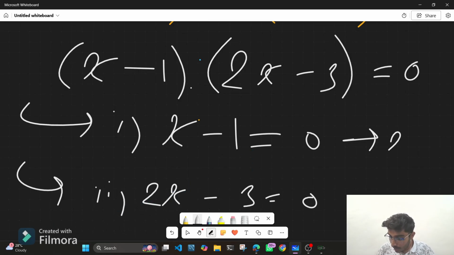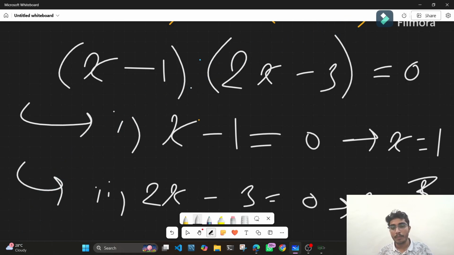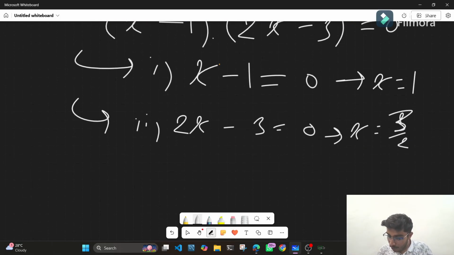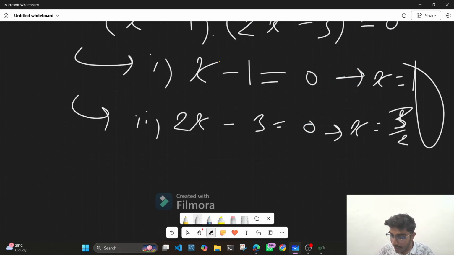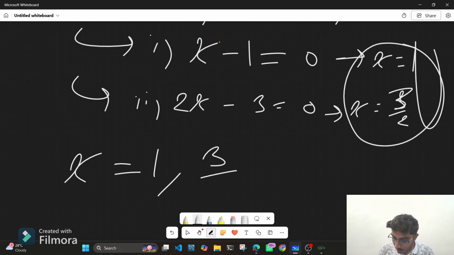So therefore from here you get x is equal to 1 and from here you get x is equal to 3 by 2. This is a very simple calculation. I hope you can do it on your own. So basically we have got two values of x such that it holds true for the equation, that is x is equal to 1 or x is equal to 3 by 2.